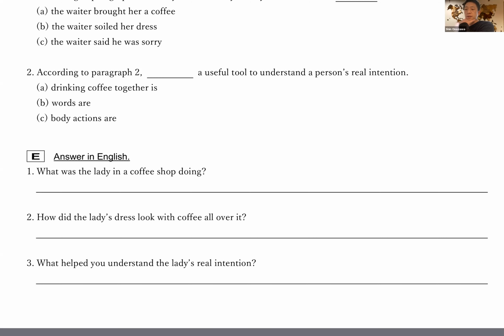Okay, and number 2, how did the lady's dress look with coffee all over it? Okay. So the answer is, it looked as though she had been fighting with a bull in a puddle of dirty water. So it's kind of long. Could you say that again? So the answer is, it looked as though she had been fighting with a bull in a puddle of dirty water. So this is like the fourth line of the paragraph.